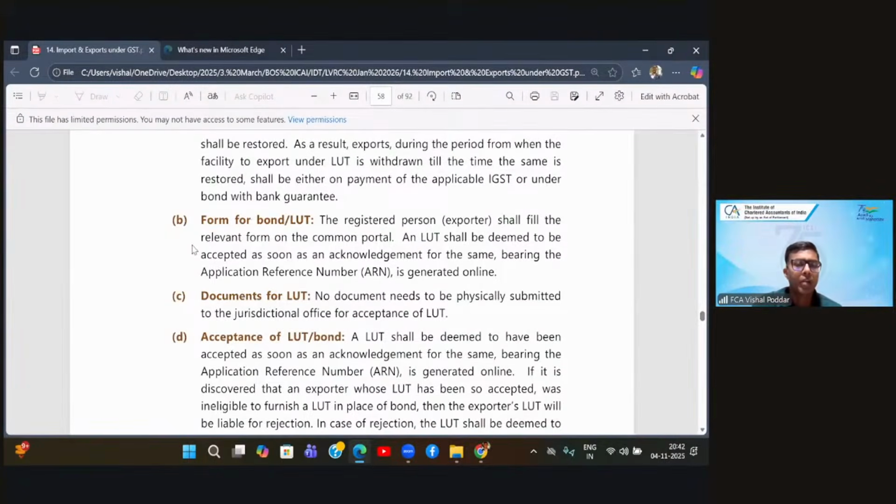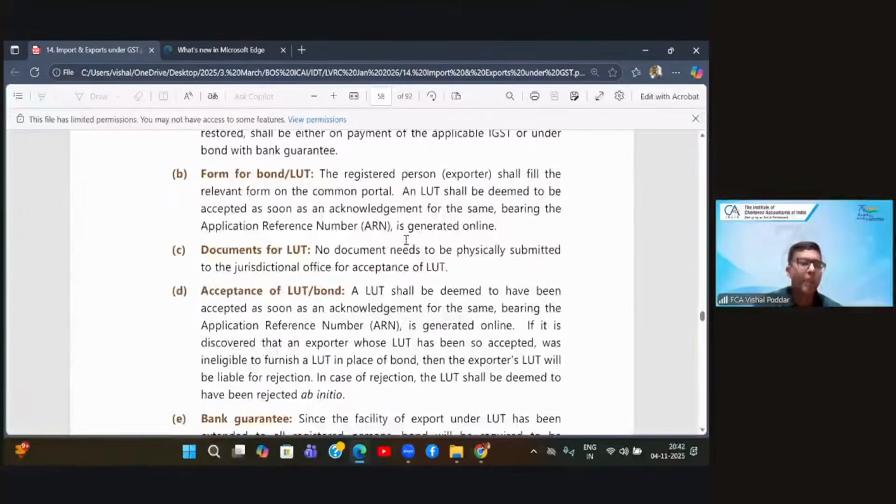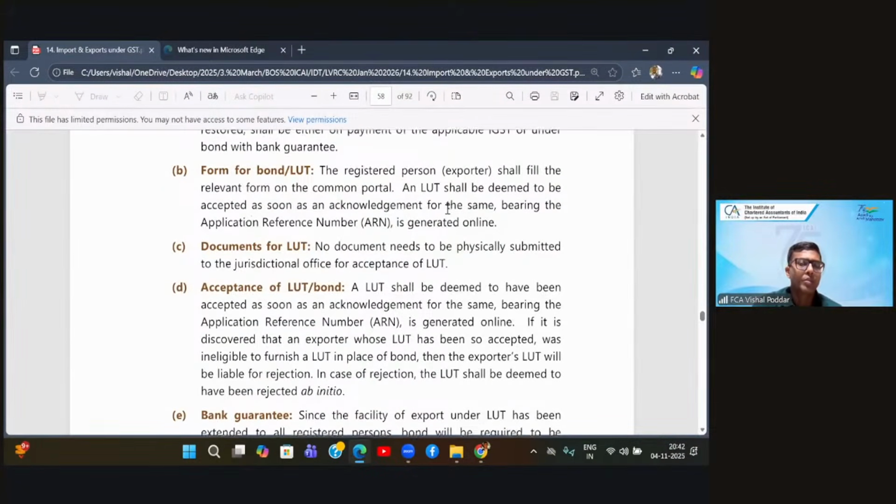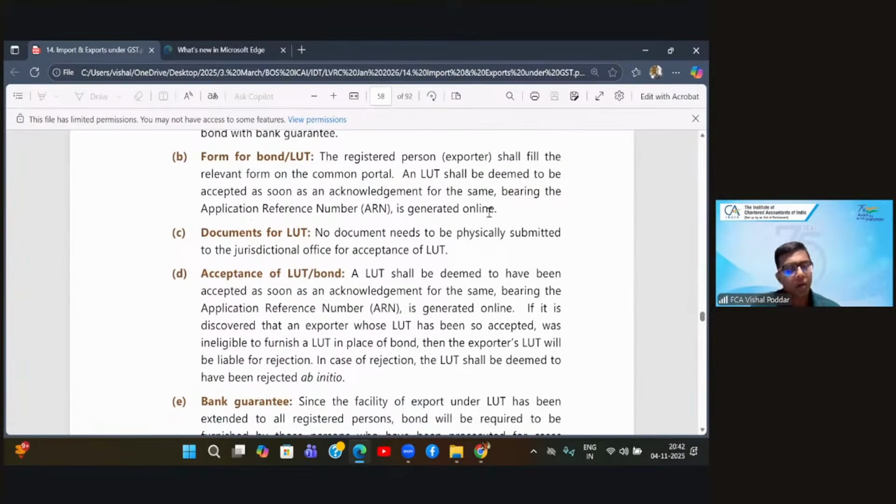The registered person shall fill the relevant form on the portal. So the portal itself is providing you a form, and LUT shall be deemed to be accepted as soon as acknowledgement for the same bearing the ARN is generated online. So today, generating LUT is very simple.